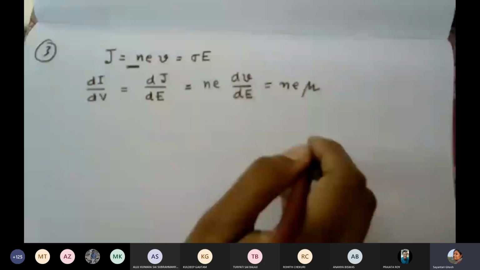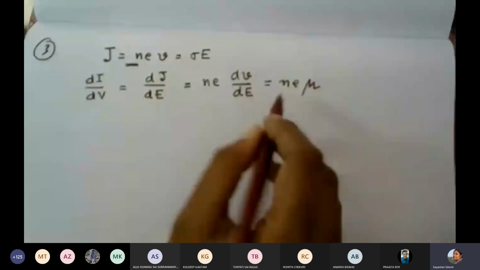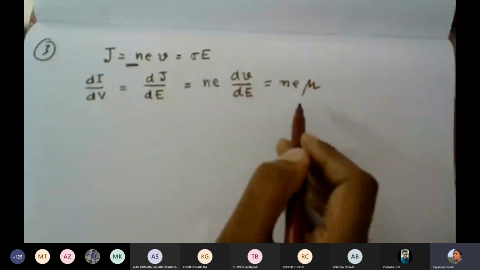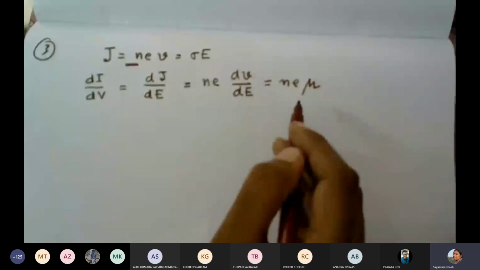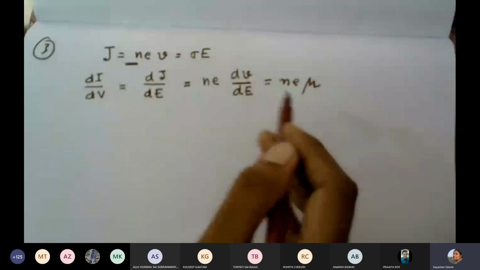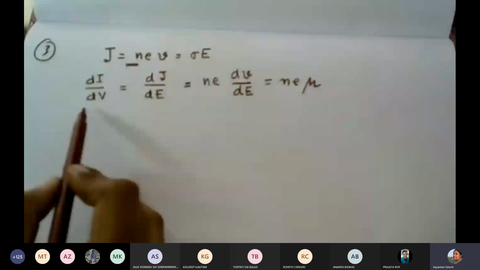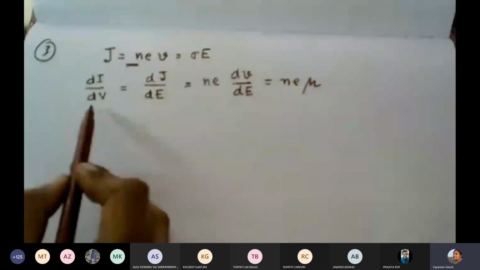As you increase or decrease the electric field, the velocity of the electrons is going to change. And what is dv/dE? As you already know, you have been introduced to the term mobility, right? Mu is the mobility, and mu is defined as dv/dE. So this gives us a very important relation: dI/dV, that is the conductivity of the system, is basically given by N e mu.